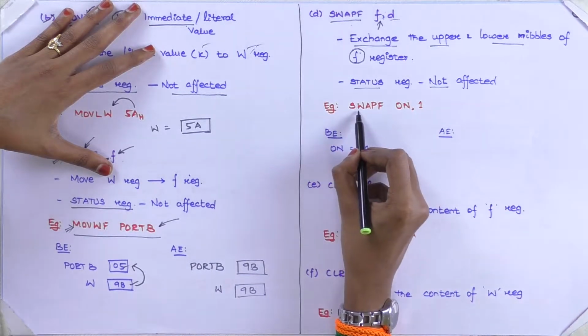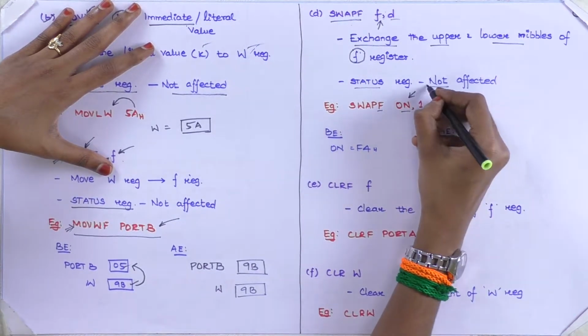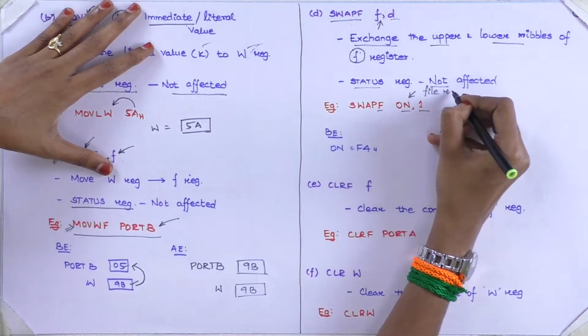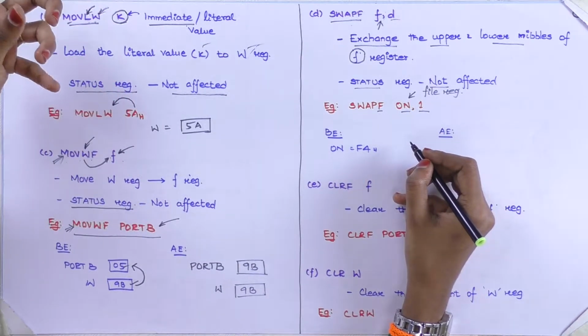For example, I have taken SWAPF ON comma 1. Here ON is nothing but the file register, the name that we give to a particular register of the RAM memory.